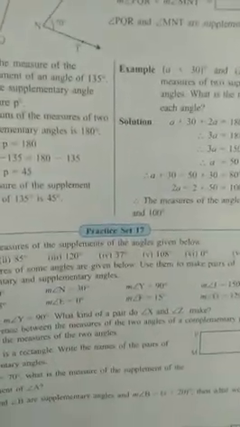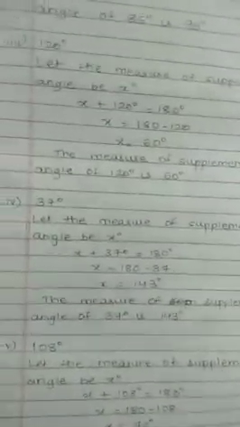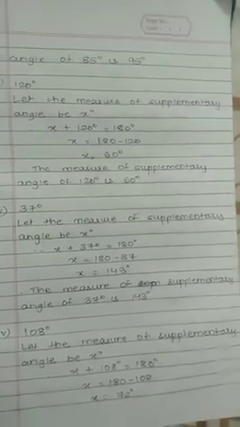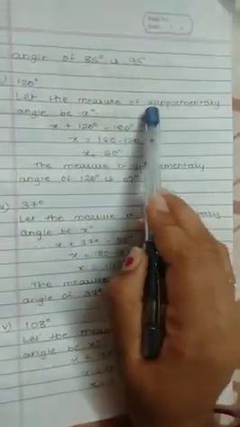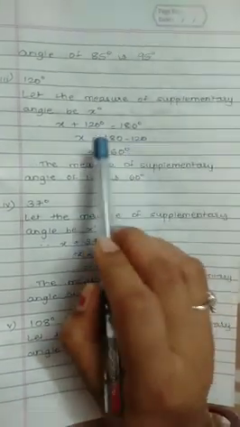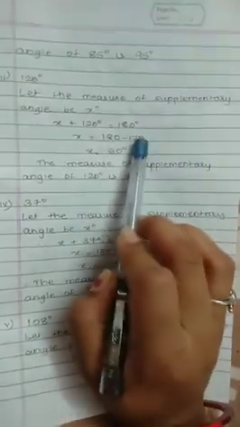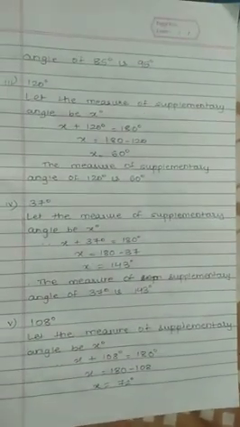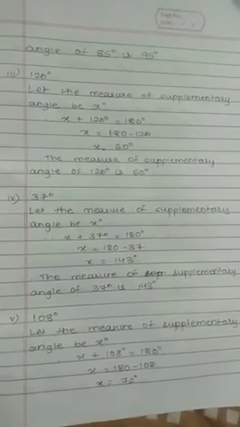Moving ahead to the third sum, that is 120 degrees. Again let the measure of the supplementary angle be x degrees. Addition of x and 120 will give you 180. That means addition of 120 and x, these two will be 180 degrees. Again here it is plus 120, it will turn out to be minus 120. So x is equal to 180 minus 120. So subtraction of 180 and 120 gives you 60. So x is equal to 60 degrees. Therefore the measure of the supplementary angle of 120 degrees is 60 degrees.